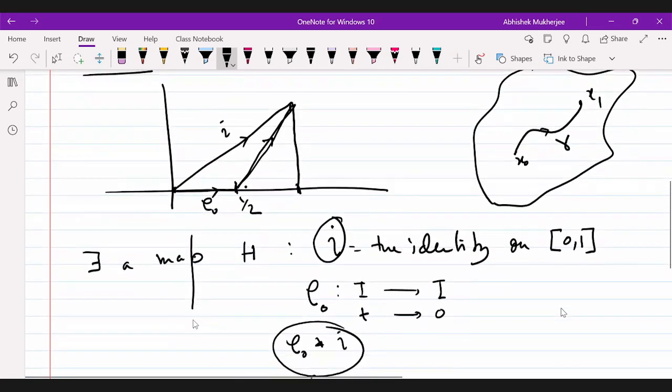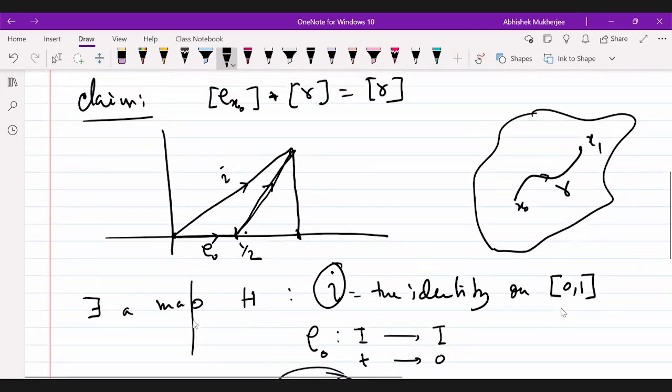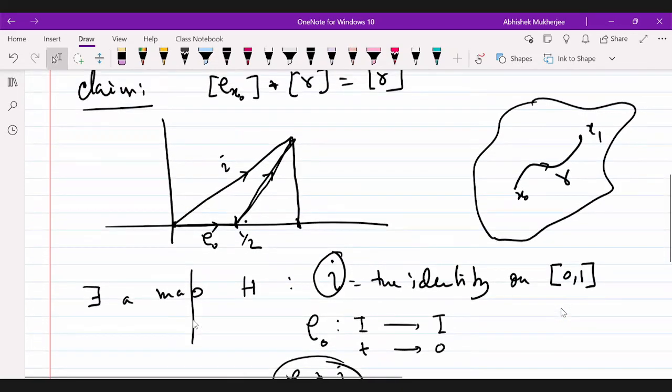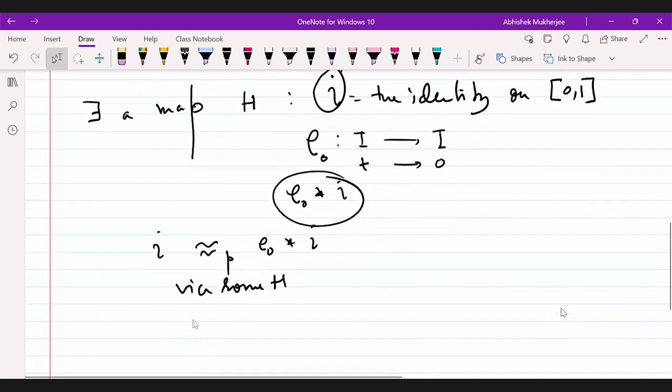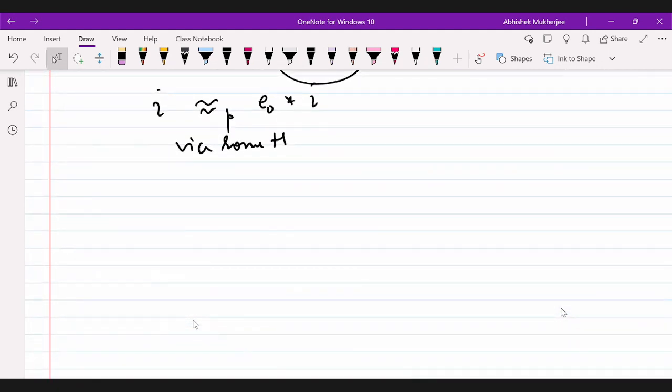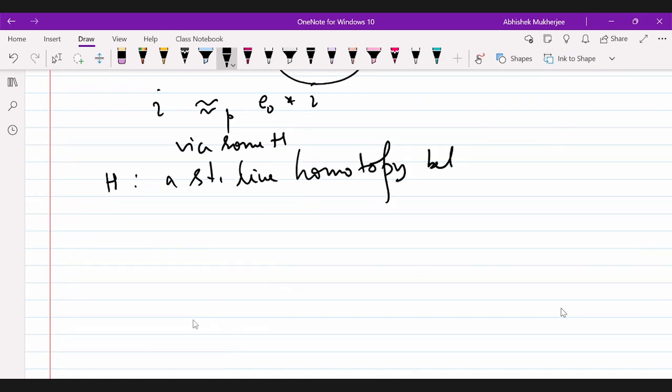Okay. Now, since we are in a convex space, there exists a path homotopy by means of a straight line homotopy, right? So H will be a straight line homotopy between these two paths, I and E naught star I. Okay.